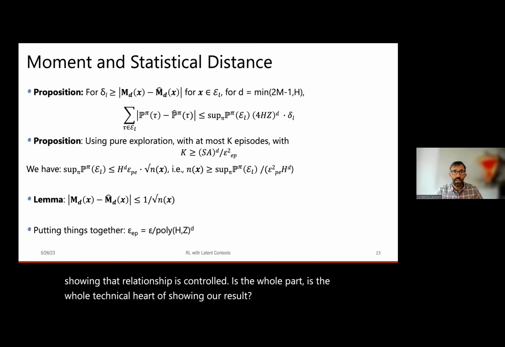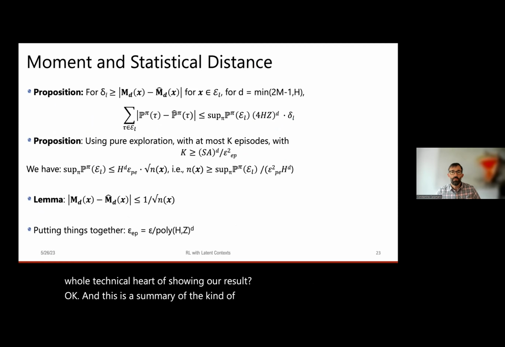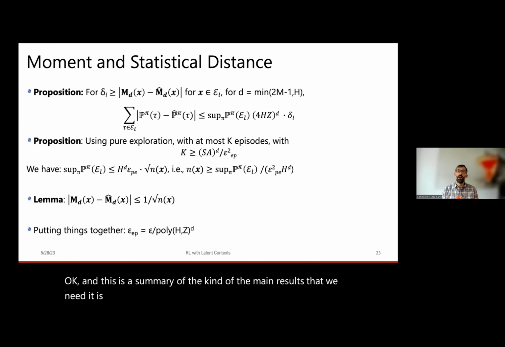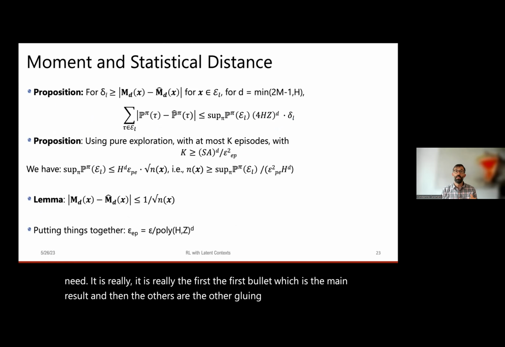Okay, and this is a summary of the main results that we need. It is really the first bullet, which is the main result, and then the others are the other gluing parts that we need together.